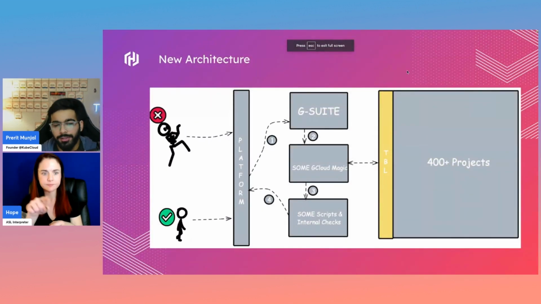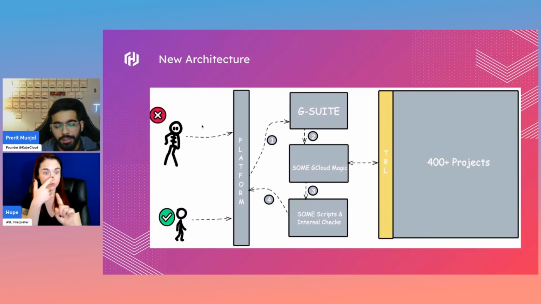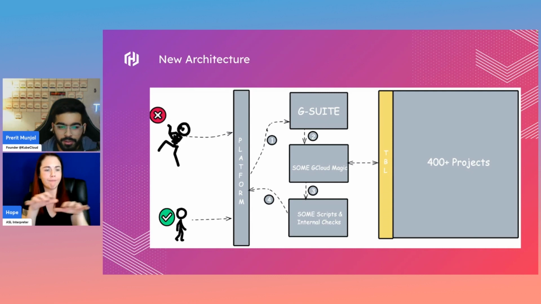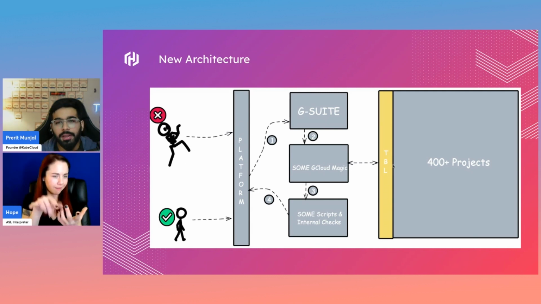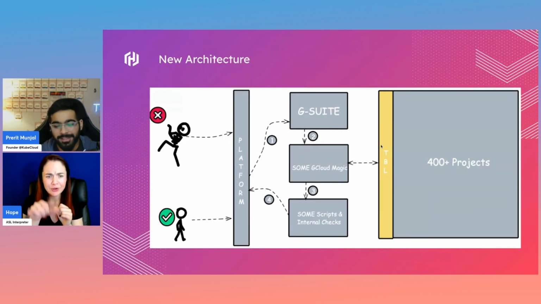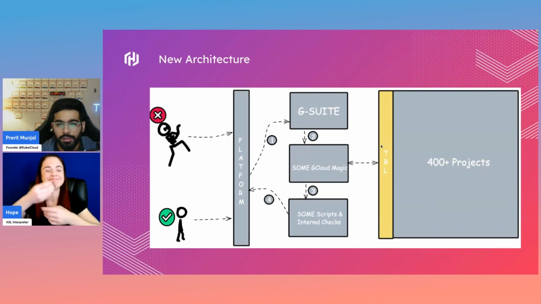So our new architecture looks like this. If an attacker came to us, we had a layer called TBL. Even I don't remember the full form. Just kidding, it is the Terraform blocking layer.